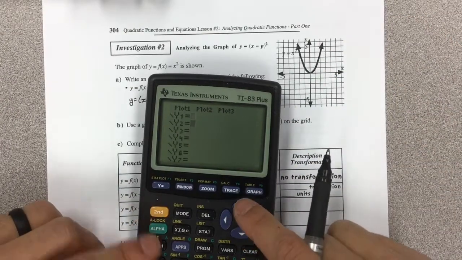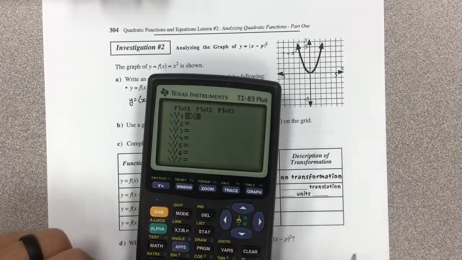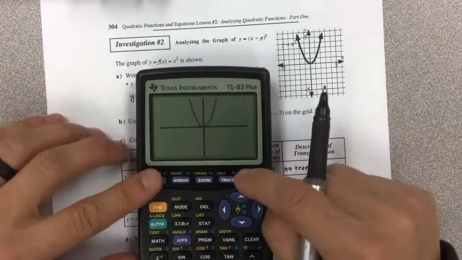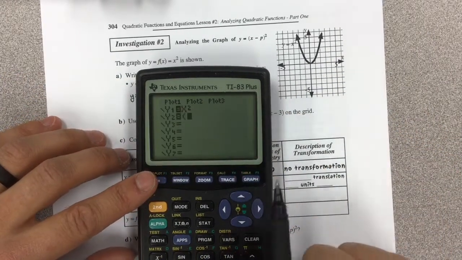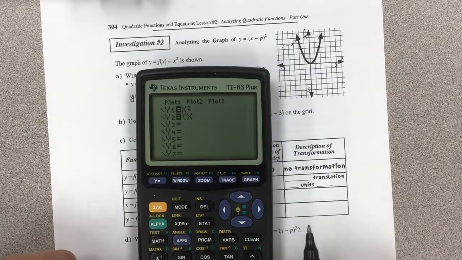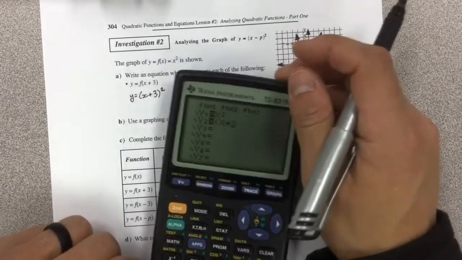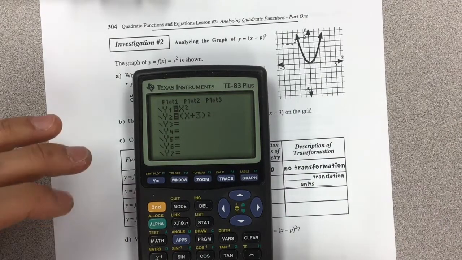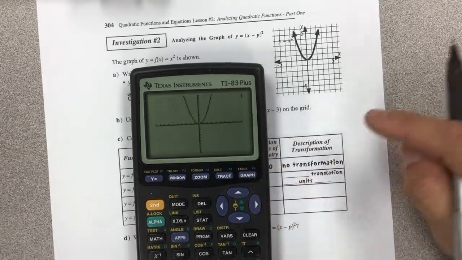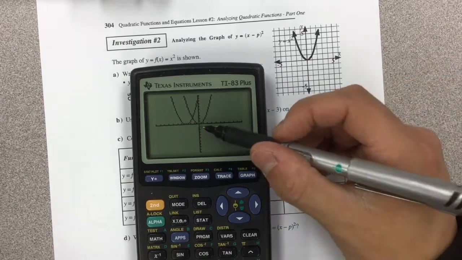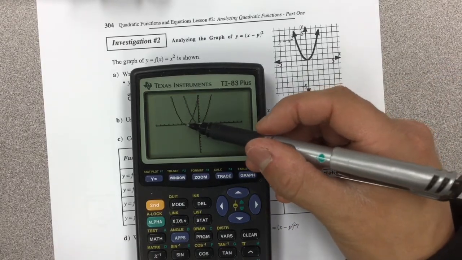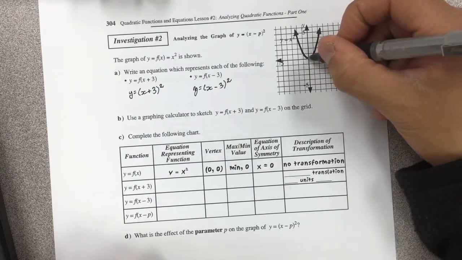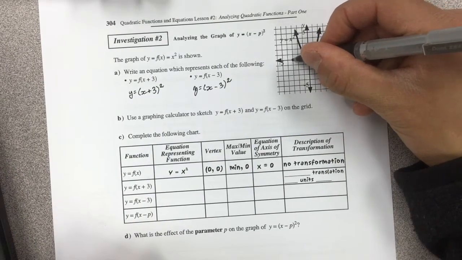My original function was x squared, but now we've changed things slightly. In brackets here, I have x plus 3, squared. Now watch what happens. My graph moved to the left 1, 2, 3 units. So now instead of being at my origin, my graph is 1, 2, 3 units to the left.